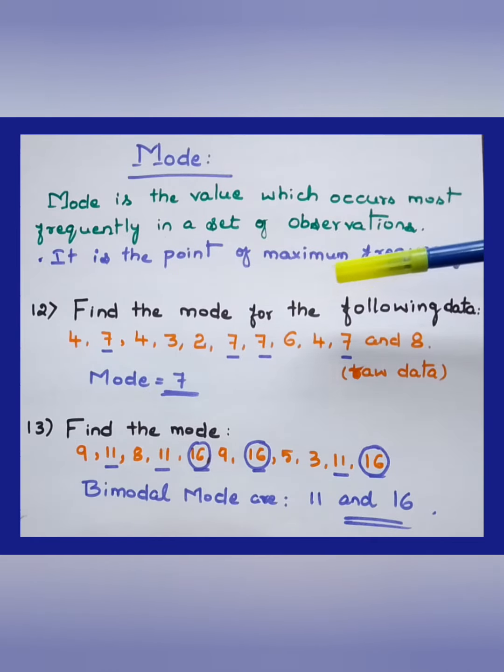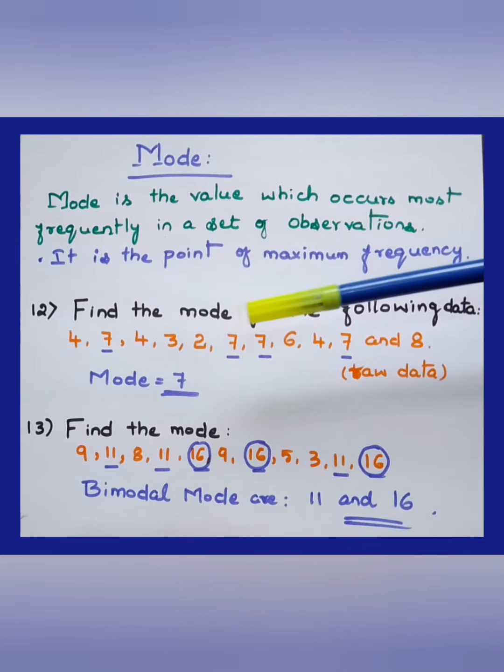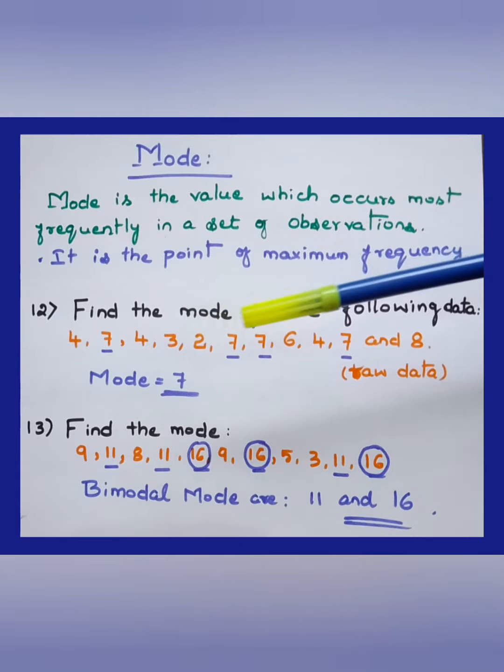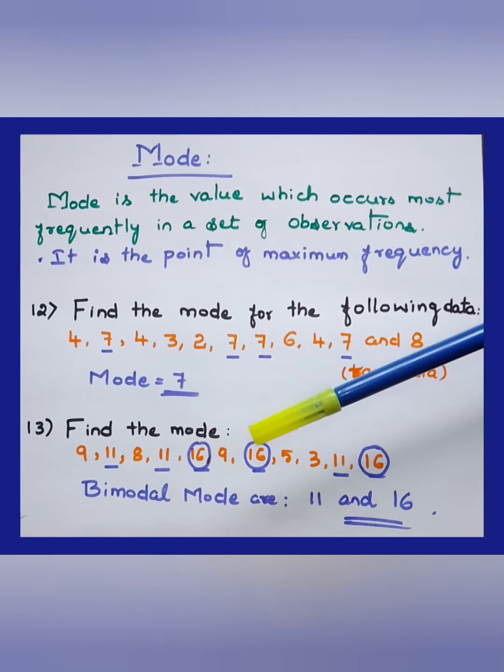Let us move to the sums now. Find the mode for the following data. Data is given: 4, 7, 4, 3, 2, 7, 7, 6, 4, 7 and 8. This is the raw data, you all know. In the case of mode, you don't need to arrange them in ascending or descending order, nothing. You just have to look for the repeated advertisements. So which number is repeated? 7, 7, 7, 7. So mode is 7. That's all.